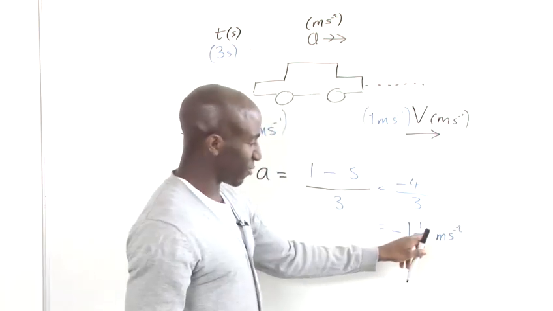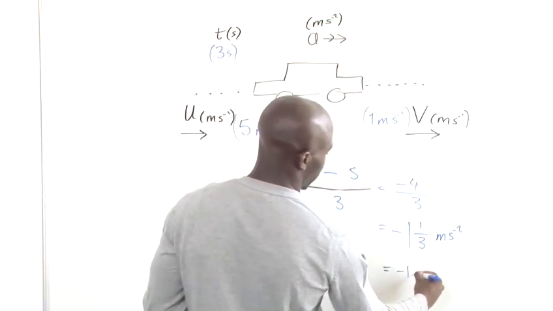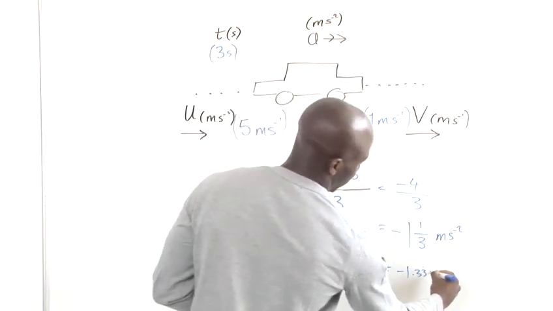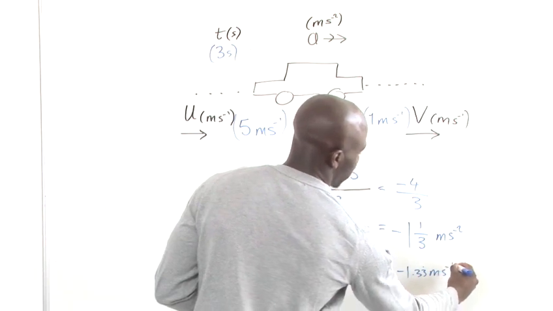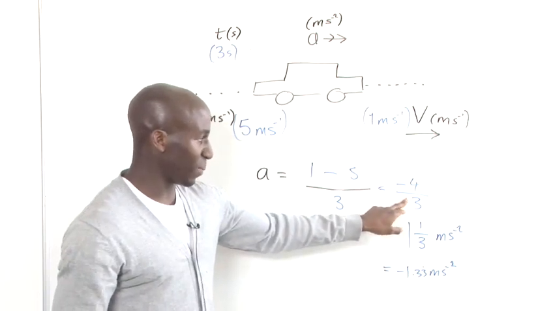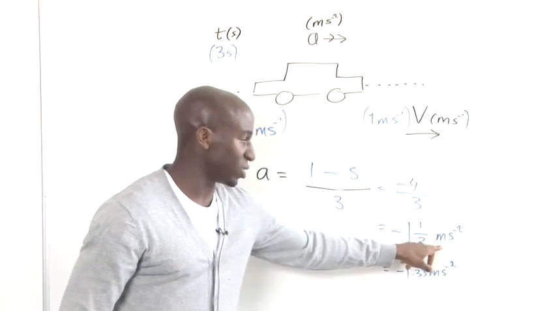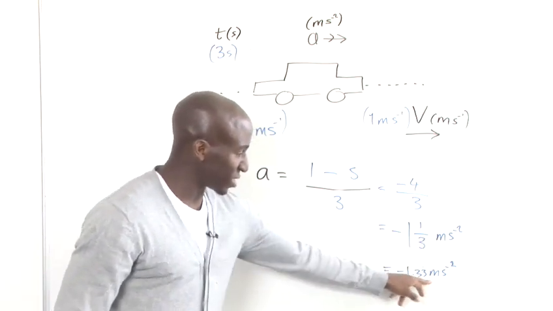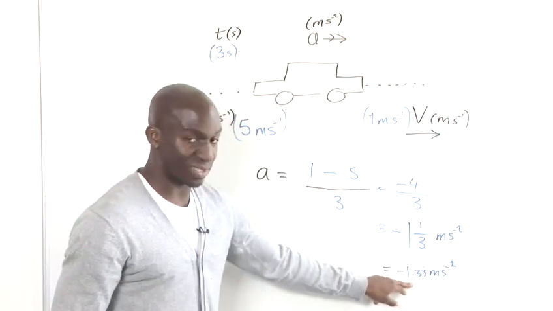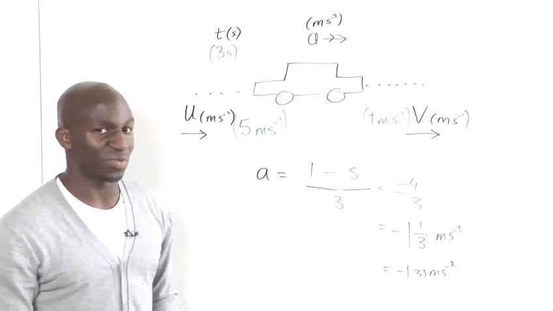Now, as a decimal, that would look like negative 1.33 recurring, in meters per second squared. The only thing you would be concerned with is changing the improper fraction into a mixed fraction and writing out the units. This extension is just to see how you would change this into a decimal. So this is sufficient, and that's how you calculate the acceleration of a moving object.